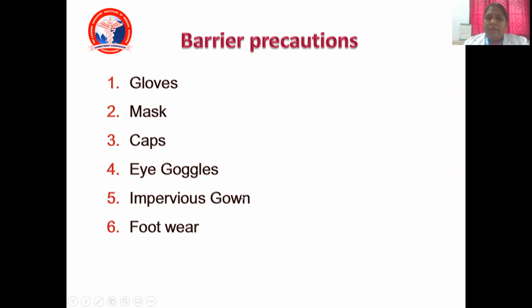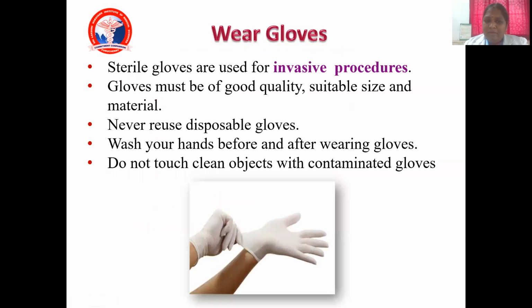And the other things which you can follow to prevent infection transmission is barrier precautions. It includes wearing of gloves, masks, caps, eye goggles, impervious gowns, and footwear. Regarding gloves, sterile gloves are used for invasive procedures. You know that very well. Your gloves must be of good quality, suitable size, otherwise they will tear, and they should be of good material also. And never ever reuse the disposable gloves. And do remember, wash your hands before and after wearing gloves. Do not touch any clean objects with contaminated gloves.